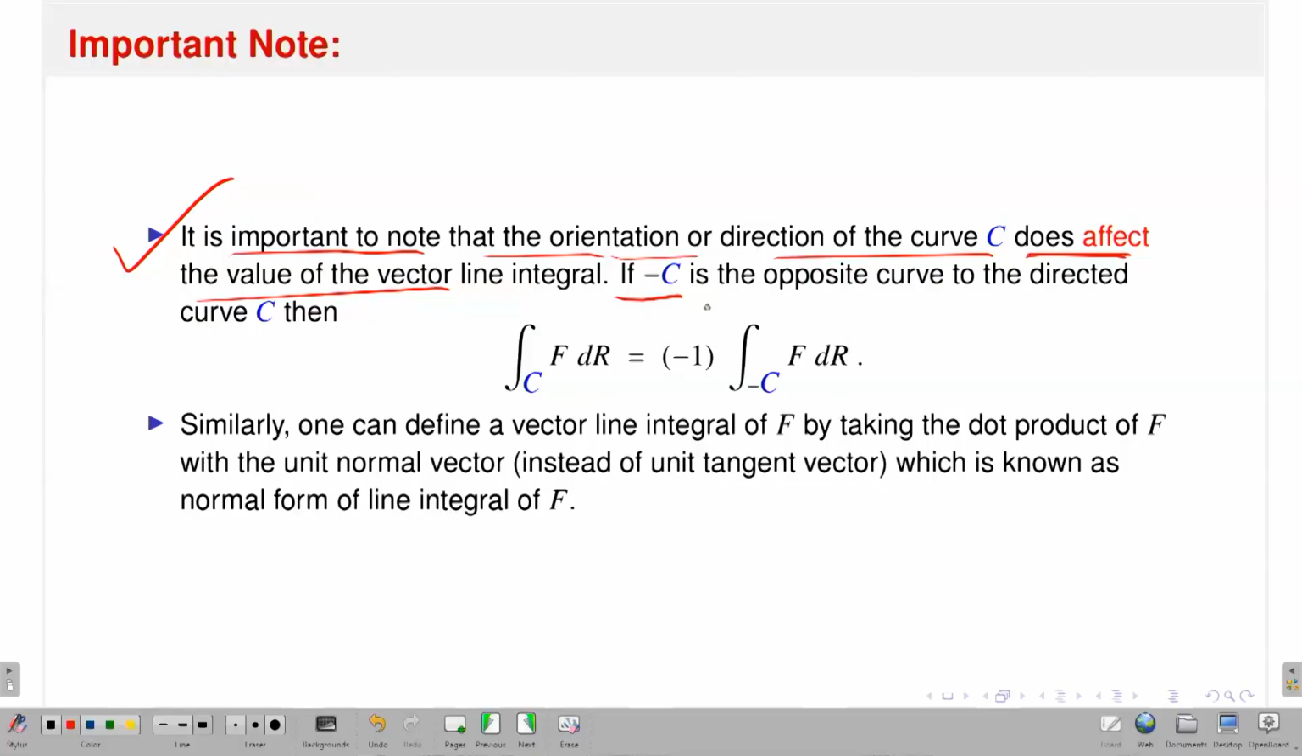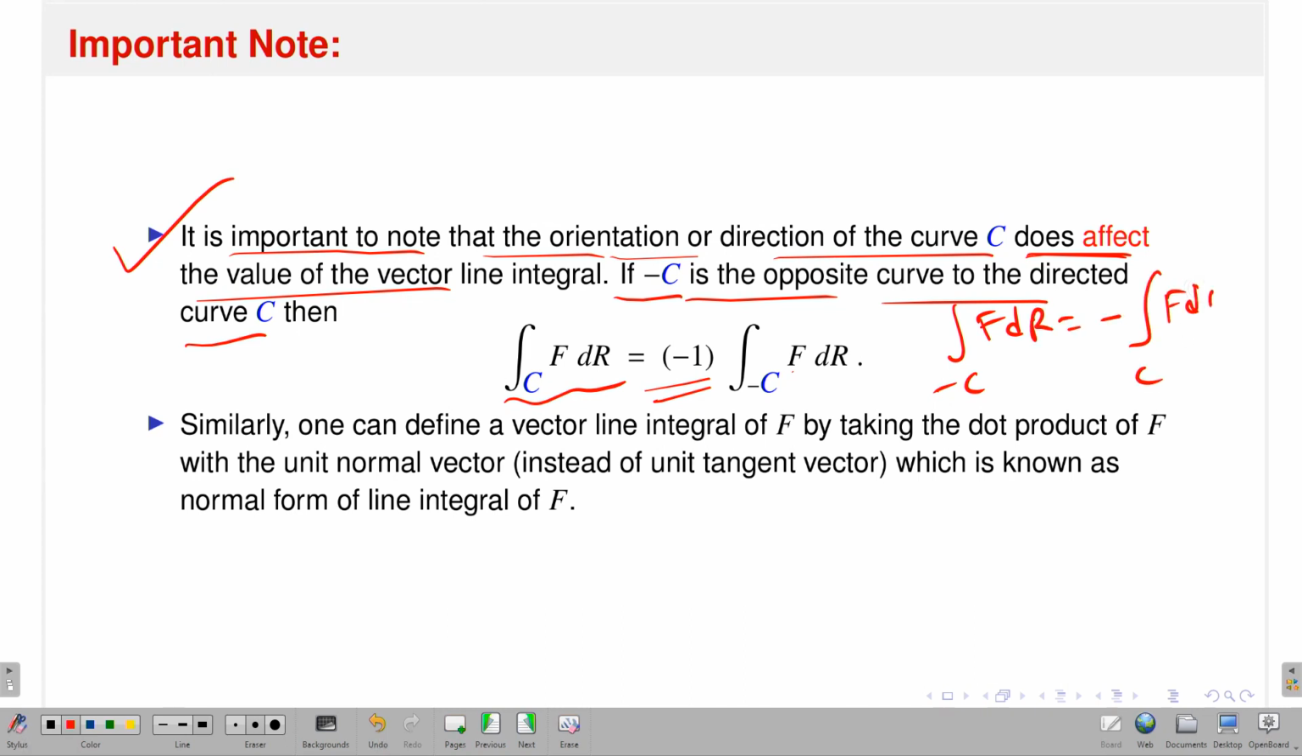For example, if C has a natural orientation, minus C will have the opposite orientation. So if minus C is the opposite curve of the directed curve C, then the vector line integral of capital F over the negative curve minus C is nothing but minus the integral over C of F dr. There will be a minus sign. So the integral over minus C of F dr is nothing but minus the integral over C of F dr.